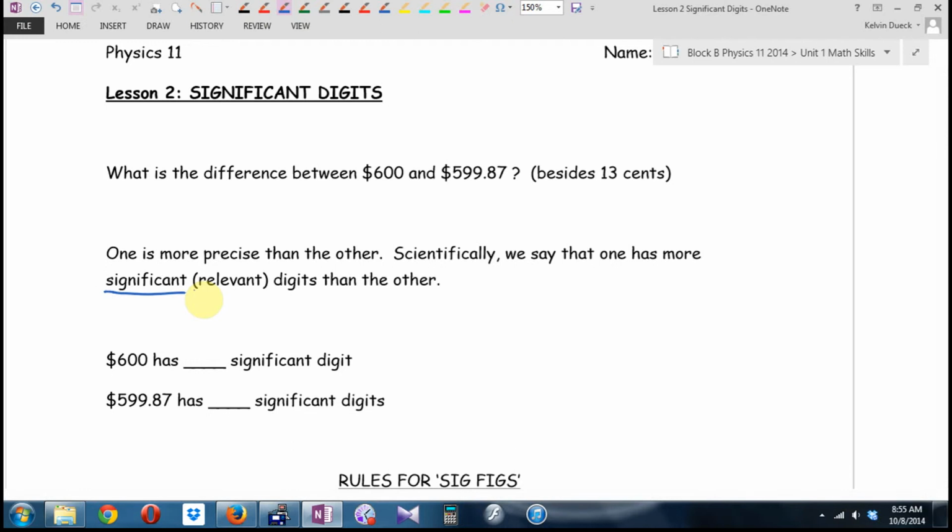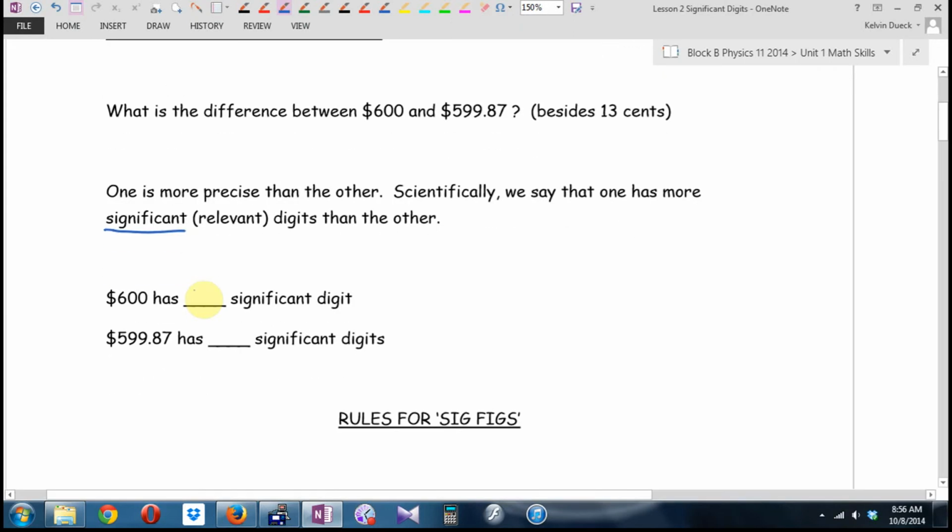And to give you the rules in English is very confusing. What I'm going to do instead is show you a bunch of numbers. I'm going to tell you how many Sig Figs, and I'm going to see if you can spot the pattern, and then we'll write the rule out in English. I used to give the rule first, and I would see kids' eyes just glaze right over. So we're going to try it the other way. 600 has 1 Sig Fig. $599.87 has 5 Sig Figs.